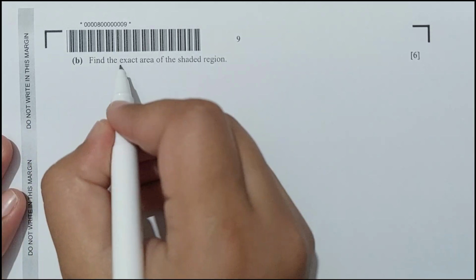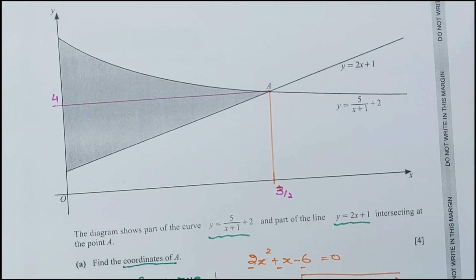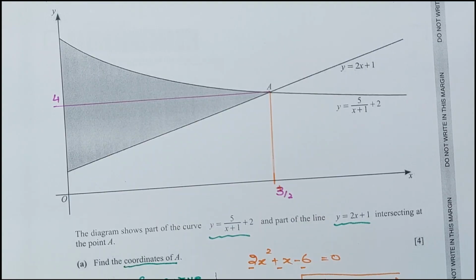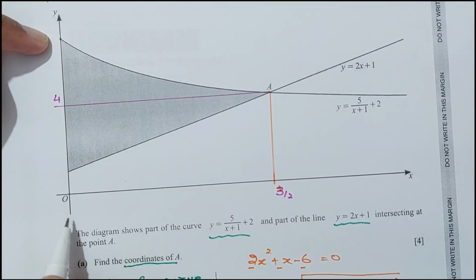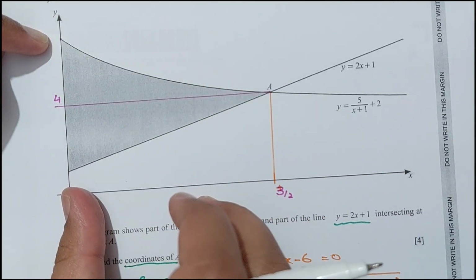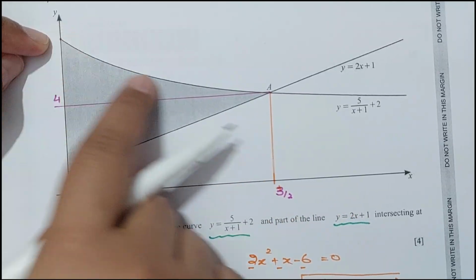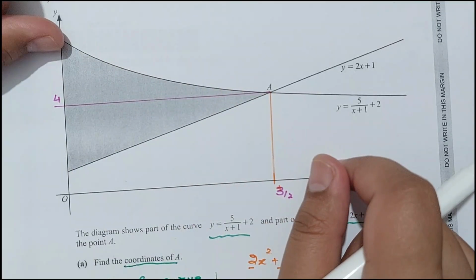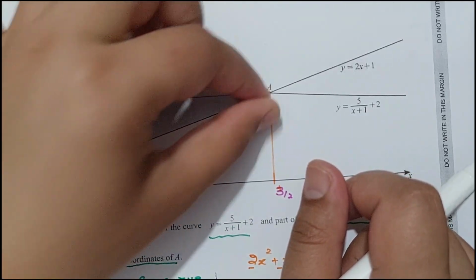Now for part B, find the exact area of the shaded region. Let's look at the shaded region. We have to find its exact area. So the exact area is basically the area under the curve, when x is 0 till x is equal to 3 by 2. Subtract this one because this one is not shaded. The area under the curve will cover all this area, from this point till this point. So we have to find for this area only.